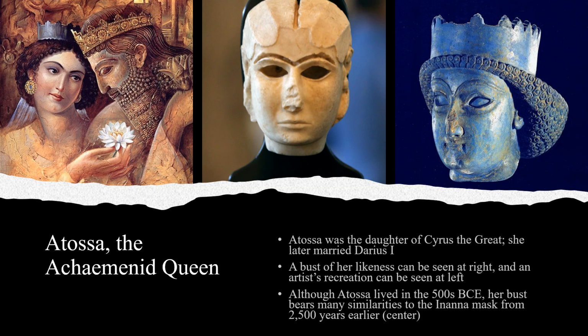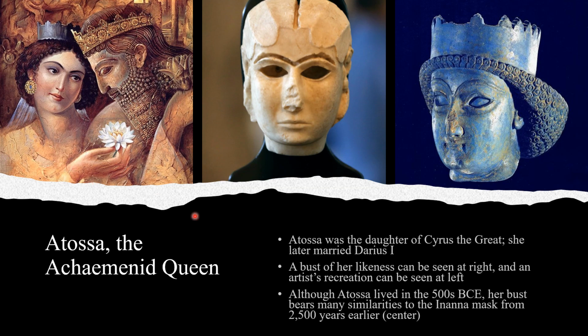Here are some images of Atossa, the famous Achaemenid queen. Atossa was the daughter of Cyrus the Great. She later married Darius the First. A bust of her likeness can be seen at the right-hand side of this slide. An artist recreation of what she may have looked like based on the bust can be seen at left.